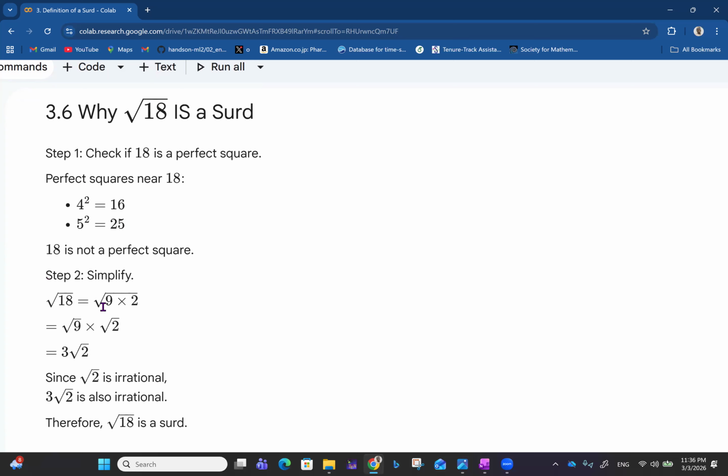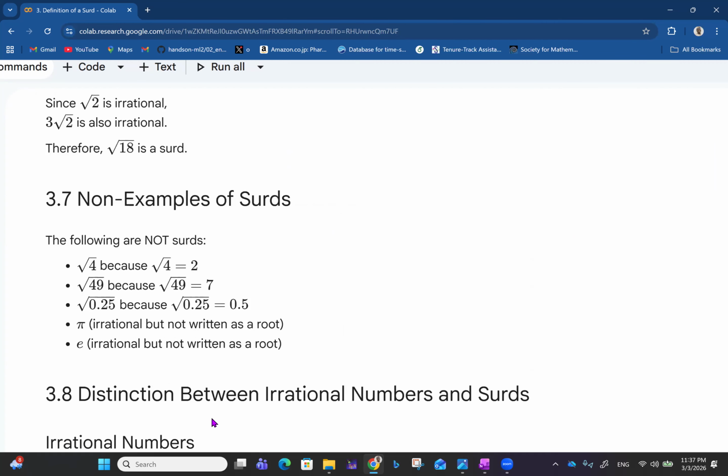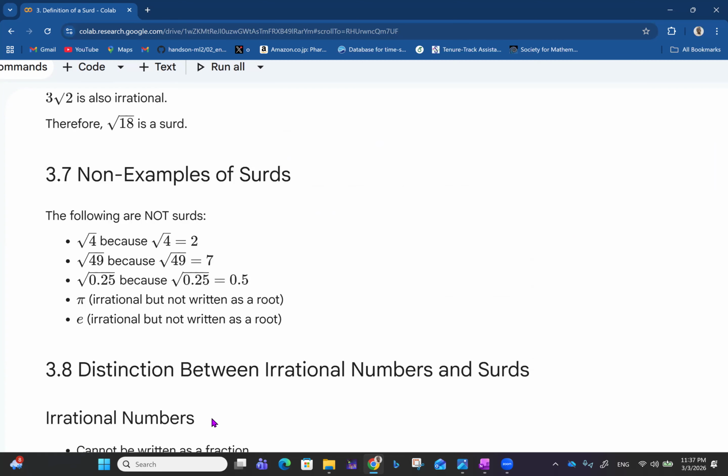So step 2, now you can simplify. The square root of 18 is the square root of 9 times 2. The square root of 9 is 3, and the square root of 2 remains. So since root 2 is irrational, and though 3 is rational, it is multiplied by an irrational number, overall it is irrational. So we can say that the square root of 18 is actually a surd, because you cannot get a rational number from it.